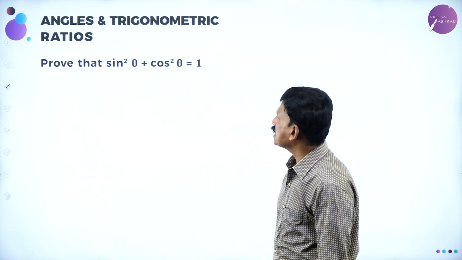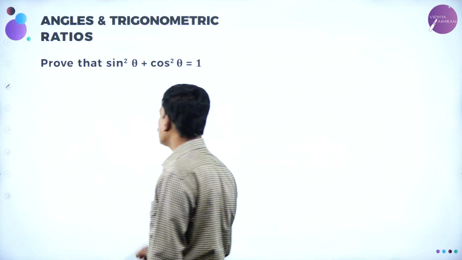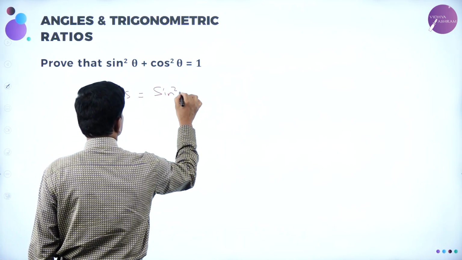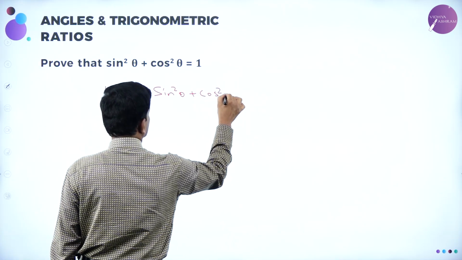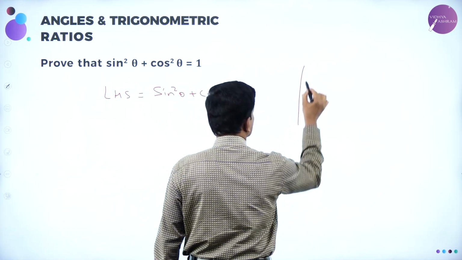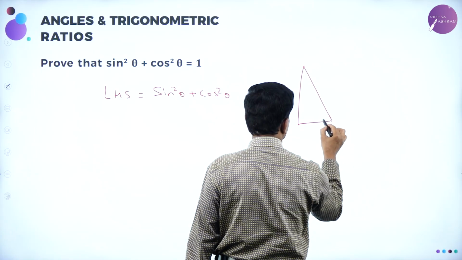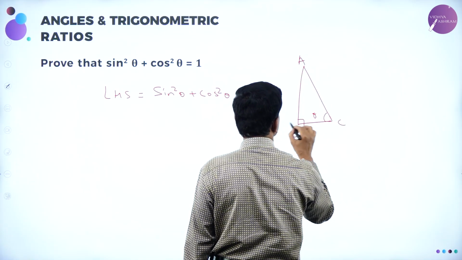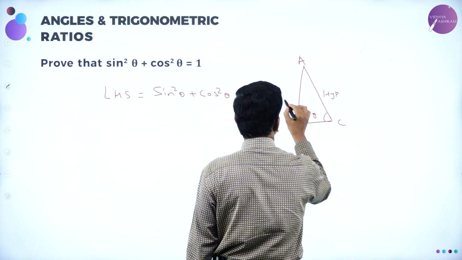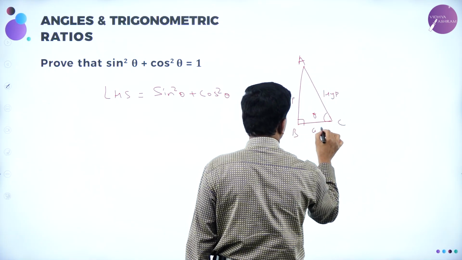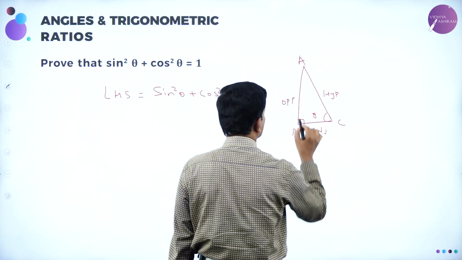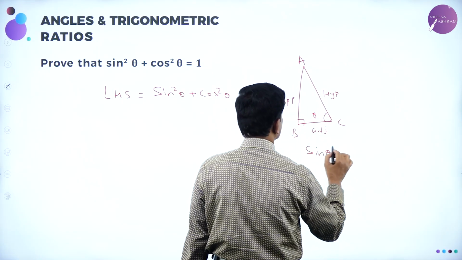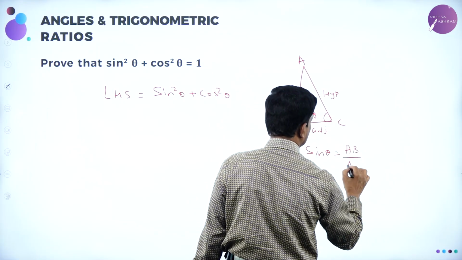What is to prove? Prove that sin square theta plus cos square theta is equal to 1. Let us take LHS, sin square theta plus cos square theta. Now, let us consider an acute angle. Here, this is an angle theta. A, B, C. This is 90 degrees. This is the hypotenuse, opposite and adjacent side. What is sin theta from this? Sin theta is equal to opposite by hypotenuse, that is nothing but AB divided by AC.